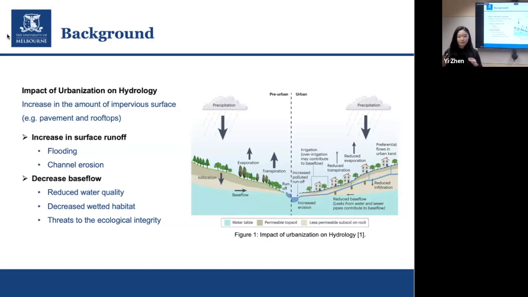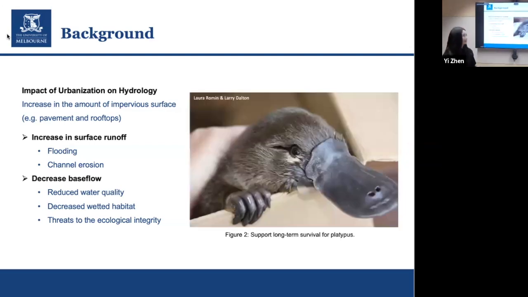This increase in impervious surfaces has led to an increase in surface runoff during rainfall, which exacerbates flooding and channel erosion. Meanwhile, it also reduces baseflow, which decreases water quality and wet habitat for aquatic species, and also poses threats to ecological integrity. In our project region, the foraging habitat for platypus has been degraded, which threatens the local platypus population. So we want to help restore the natural foraging to support their long-term survival.